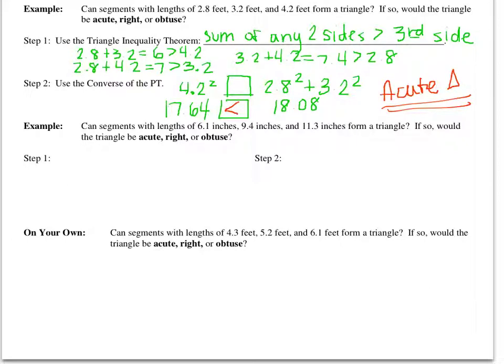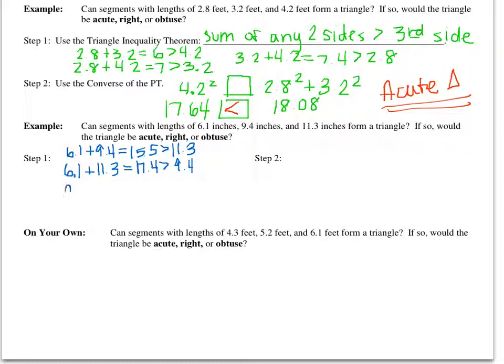So can segments with length 6.1 inches, 9.4 inches, and 11.3 inches form a triangle? And if so, would it be acute, right, or obtuse? So we need to first test it to see if it can be by adding our sides. So 6.1 plus 9.4, you add them, you get 15.5. And that is definitely bigger than 11.3. So that works. Our next two sides that we'll add are 6.1 plus 11.3, and that equals 17.4, and that is definitely greater than 9.4, our third side.